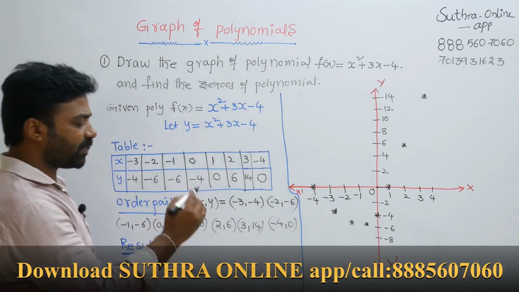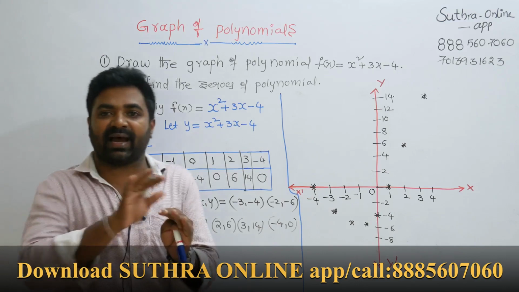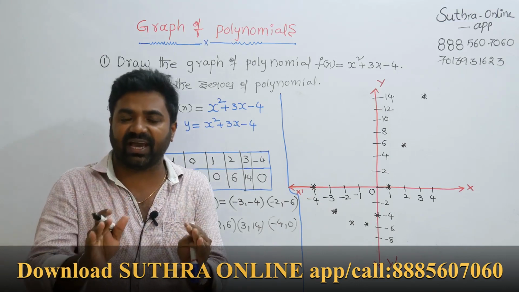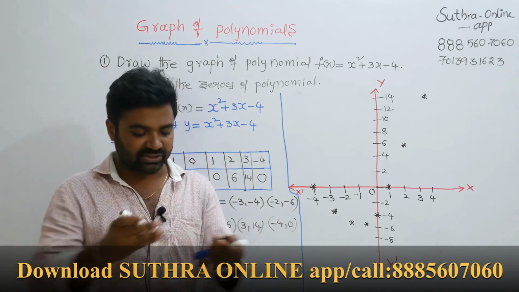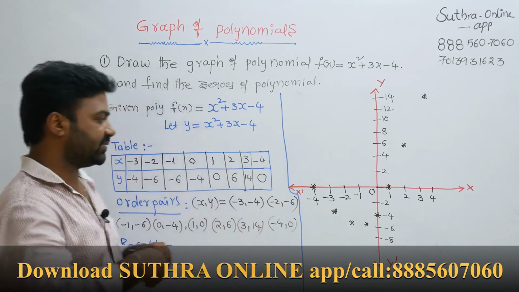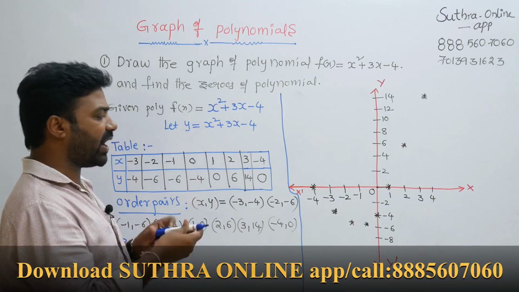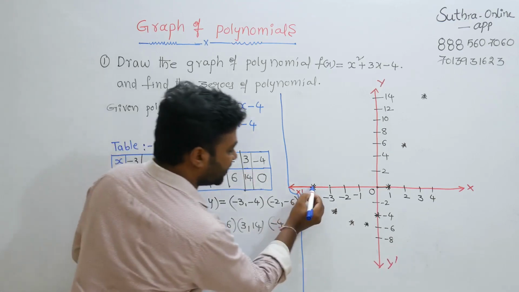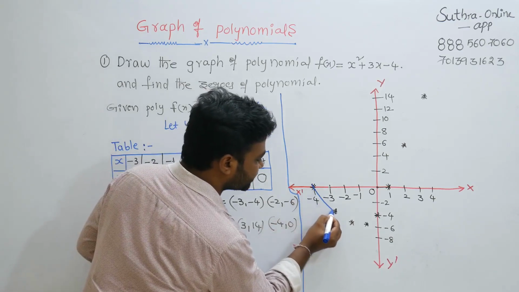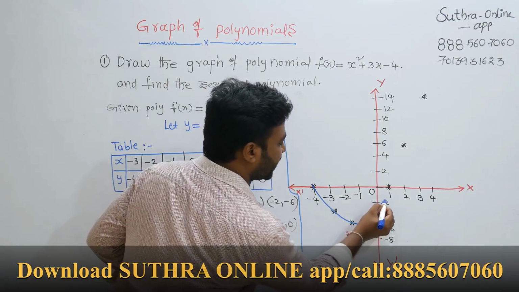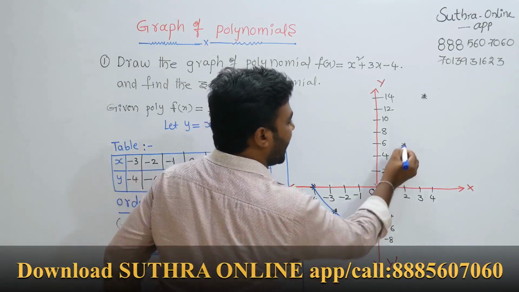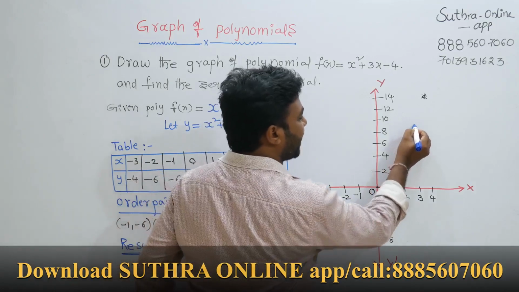Now these points, with free hands, not with a scale. With free hands join all these points. Now I will join all these points. See, with free hands, join like this. See, with free hands only, no need to take a scale. With free hands it is a curve. It is a parabolic curve.